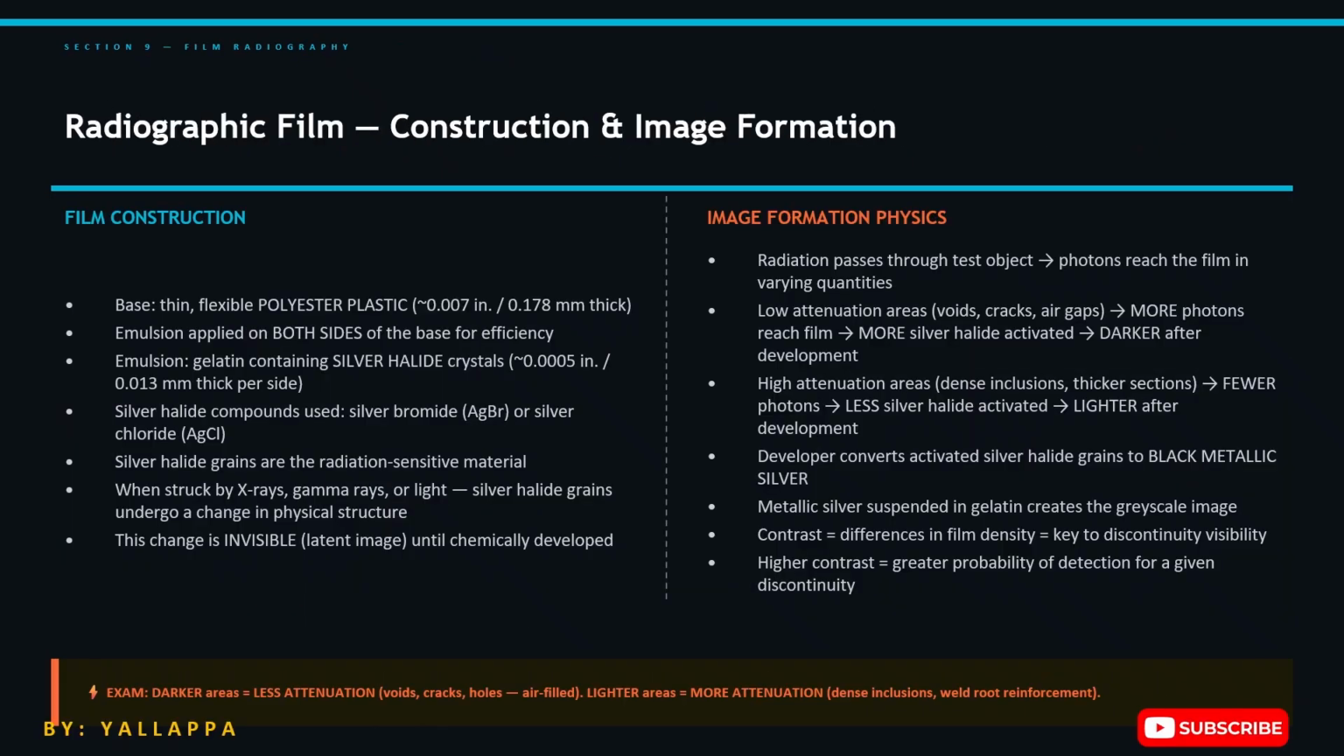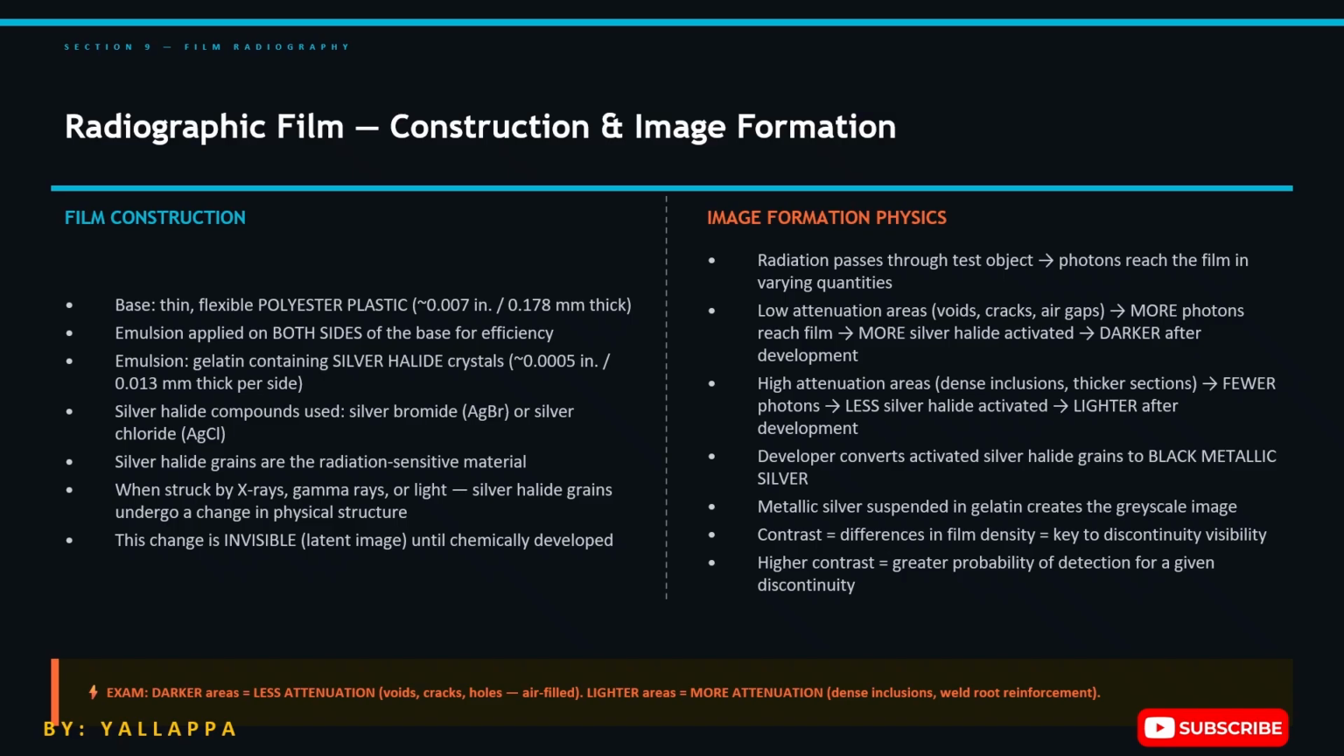Before digital radiography became common, industrial radiography relied heavily on photographic film. Radiographic film consists of a flexible base with radiation-sensitive emulsion. The emulsion contains silver halide crystals suspended in gelatin. When radiation reaches these crystals, it produces an invisible latent image. At this stage, you cannot simply look at the film and see the radiograph. Chemical processing is required to convert the latent image into a visible image.